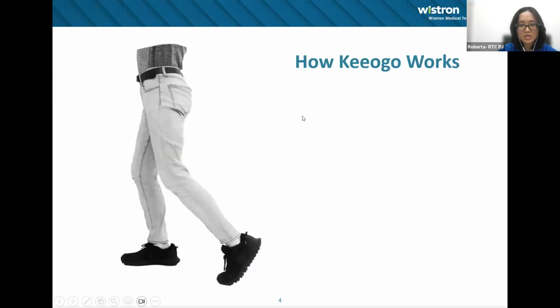Now we see how Keeogo works. Keeogo is a patient-initiated movement, which means the patient has to have at least some degree of leg movement. Then we can use this to train and improve their strength and their gait pattern.